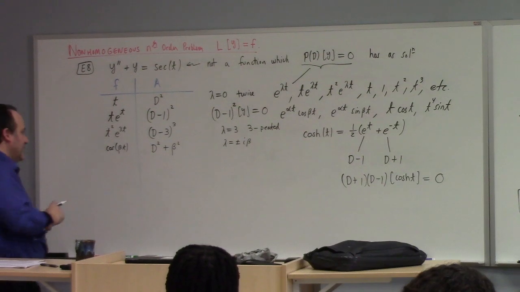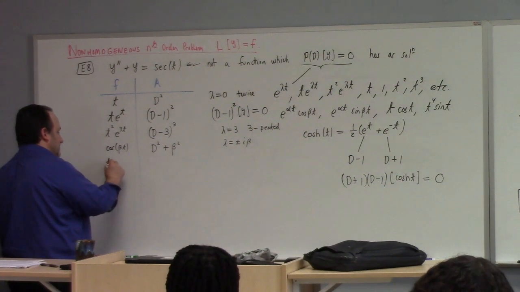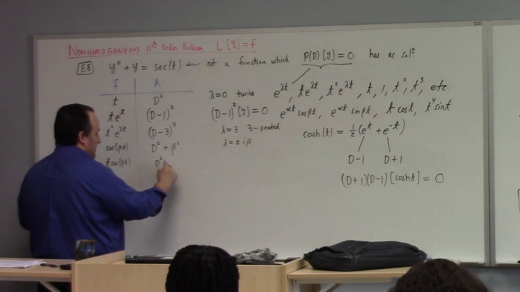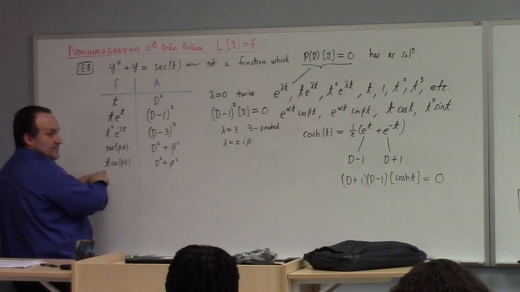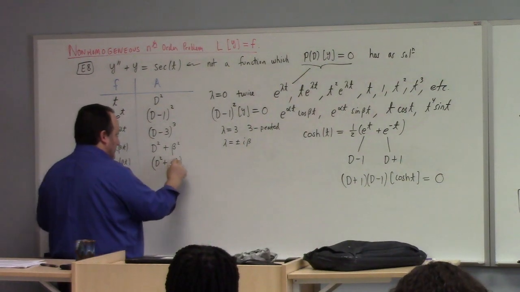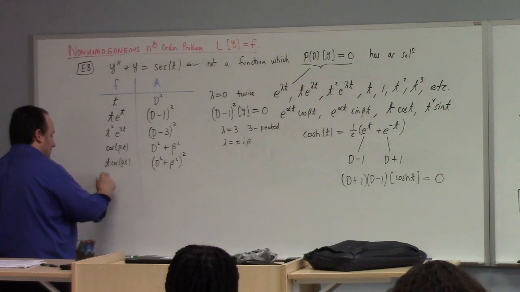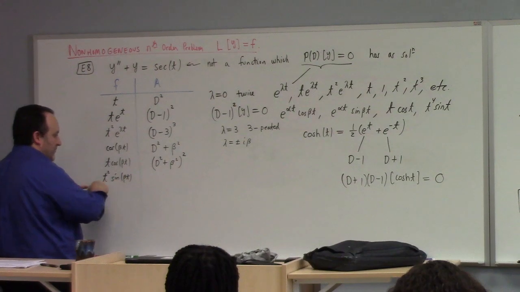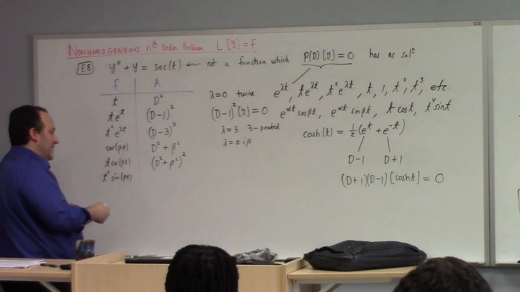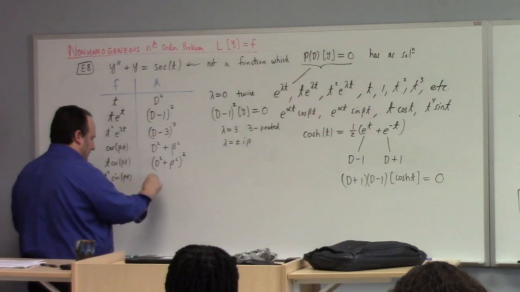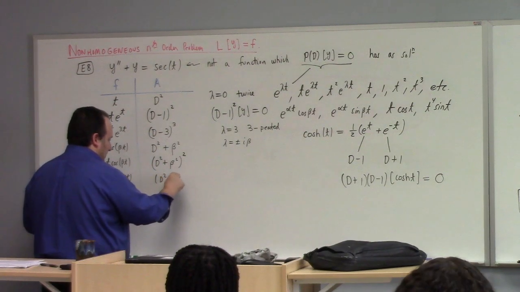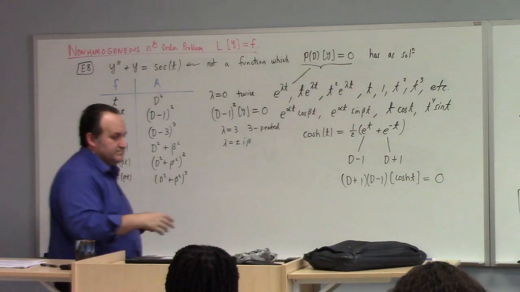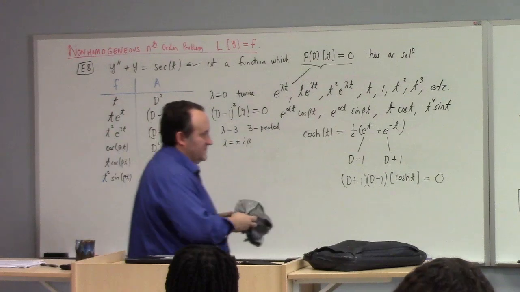What if instead of just having cosine, I had t cosine? I do D squared plus beta squared, not just once, but quantity squared. If I had t squared sine beta t, same story, but this time it comes from a plus or minus i beta solution three-peated, so I have D squared plus beta squared cubed. Let me continue.